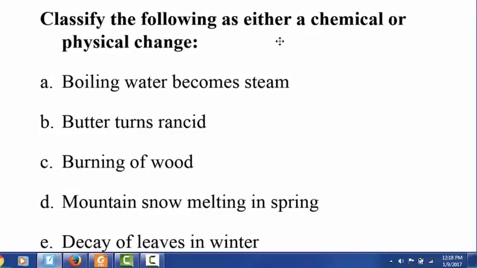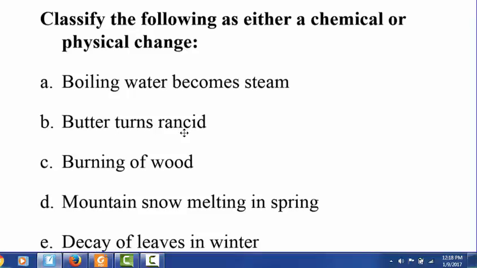Now, physical or chemical changes, look at this one. Boiling water becomes steam. Well, that's just a state of matter going from liquid water to vapor water. And we said earlier, any change of states of matter are going to be physical changes. So this is a physical change.